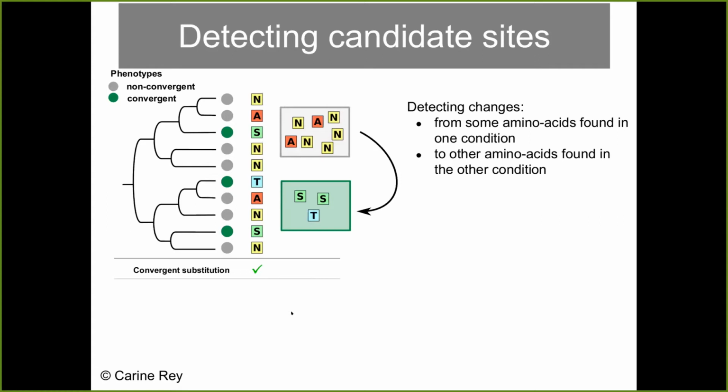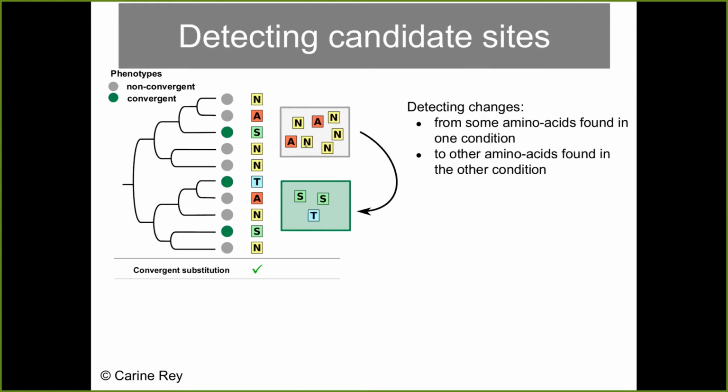So profile methods are just like the identical and topological methods, approaches to try to detect convergent sites. And the thing is, profile methods have been developed to try to identify sites that may look like this. Those are sites where when species have the convergent phenotype, they have some amino acids that are different from the amino acids that you find in species with the non-convergent phenotype, right?